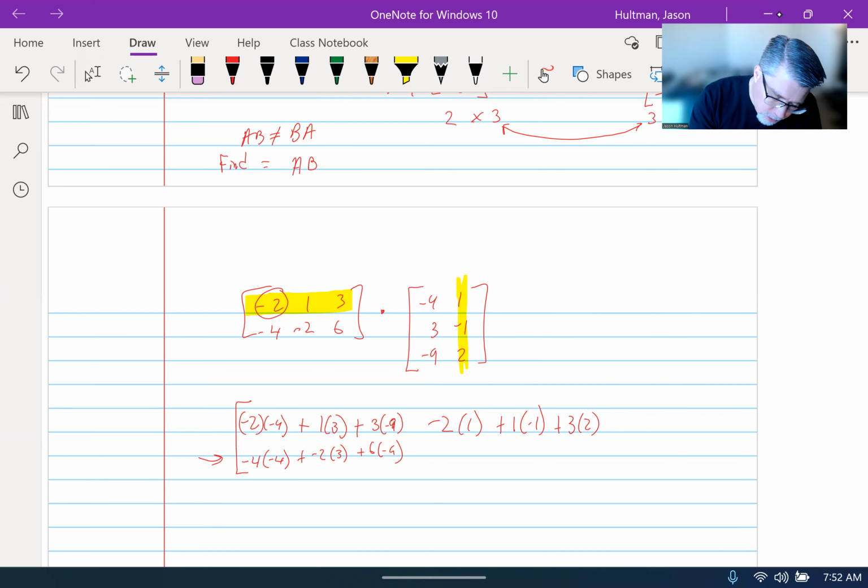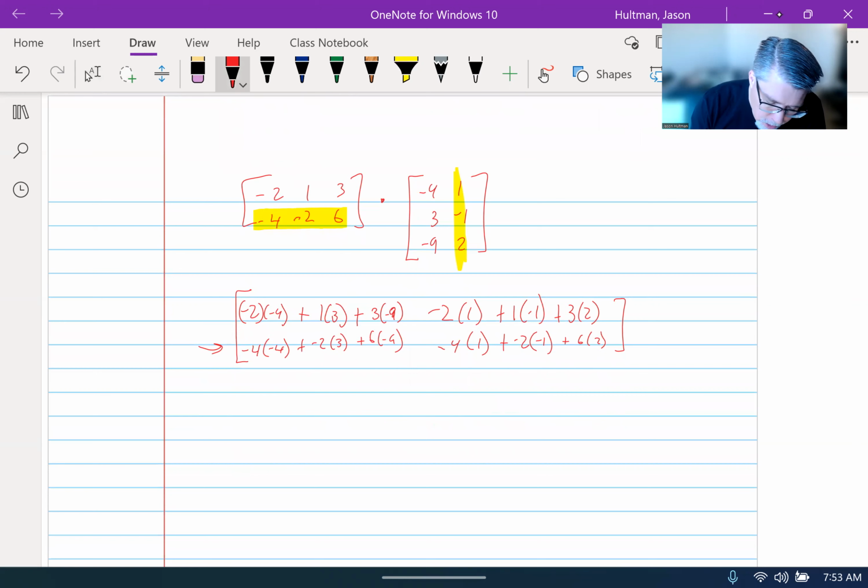Now we'll go to, hold on, and highlight this, circle that. I'll go to the last pairing, which is the last row, second column. So that becomes -4 times 1 plus -2 times -1 plus 6 times 2.